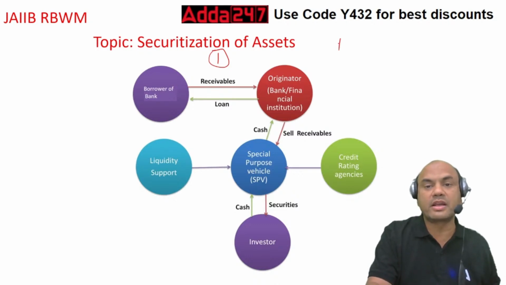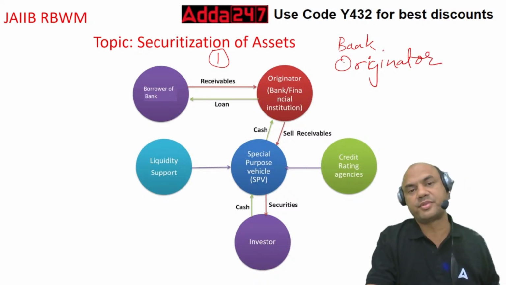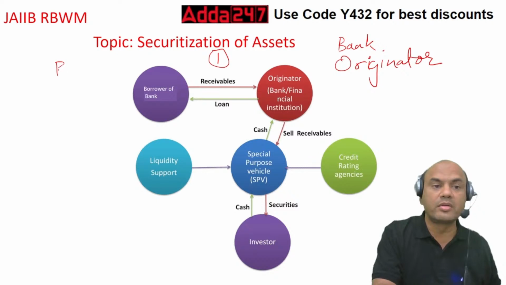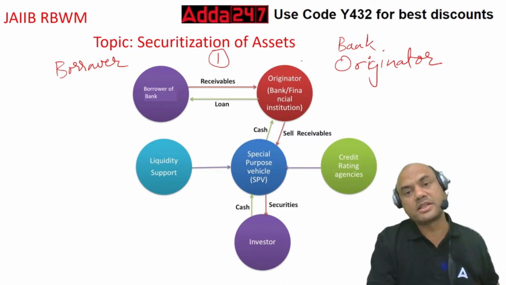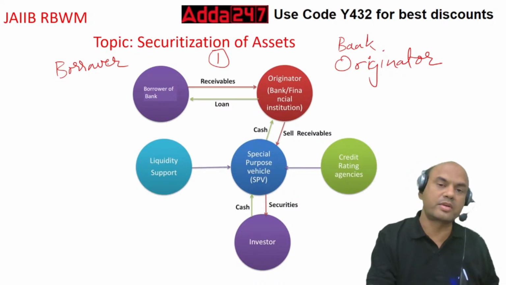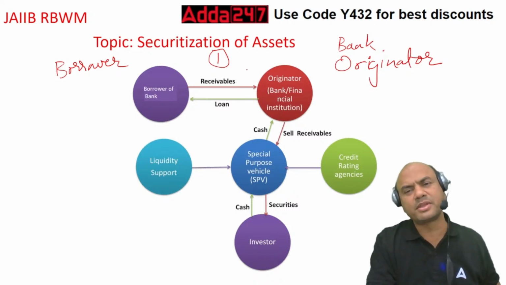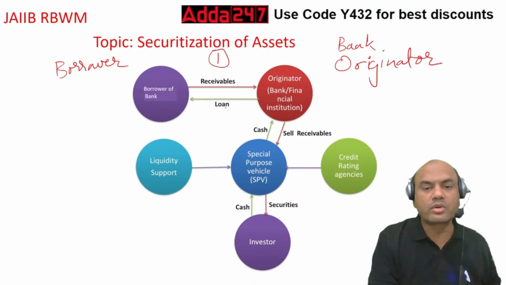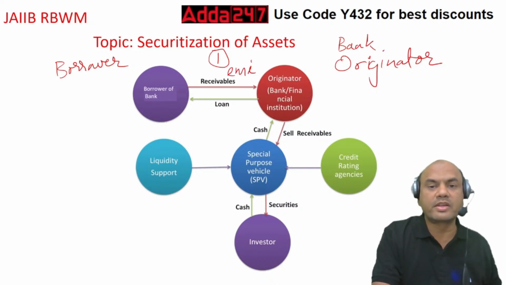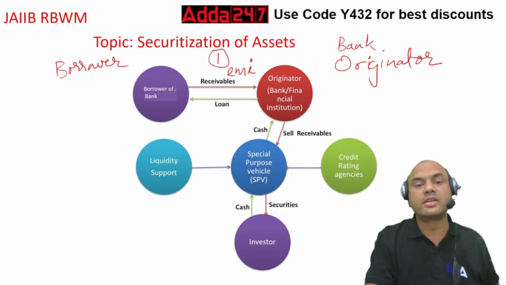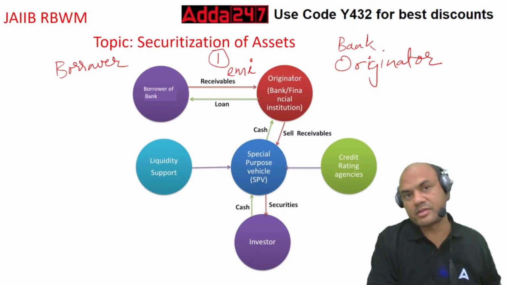So there are three names to this: bank, originator. Now it can be a bank also. Nowadays even the NBFCs give the same, right? Originator. Okay, and this is known as the borrower. So the first transaction is between the bank and the borrower. This transaction is simple. The bank gives a loan to this borrower and the borrower will give the EMIs. So receivable means EMI. Okay, so these EMIs are the right of this bank, the originator.